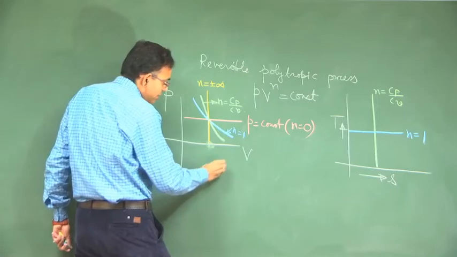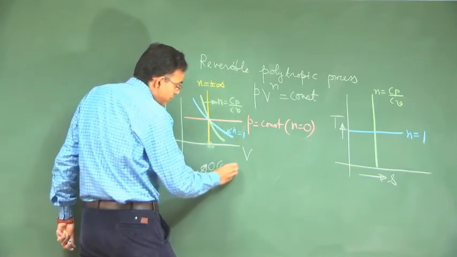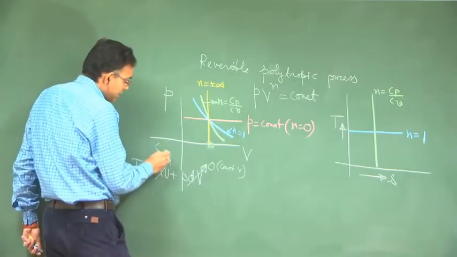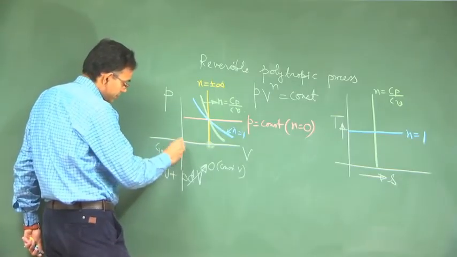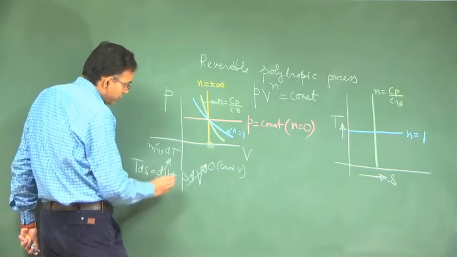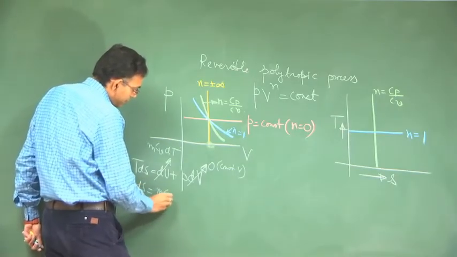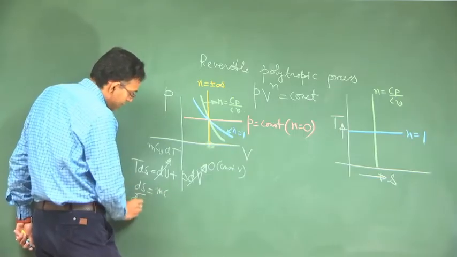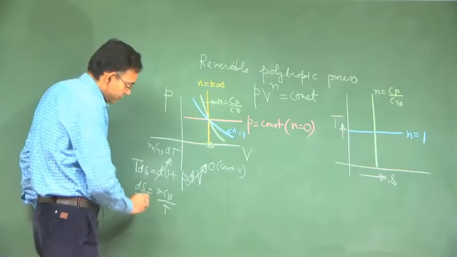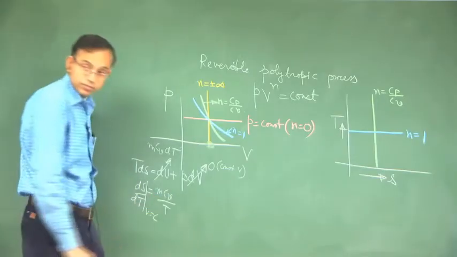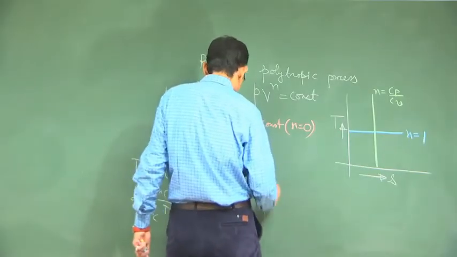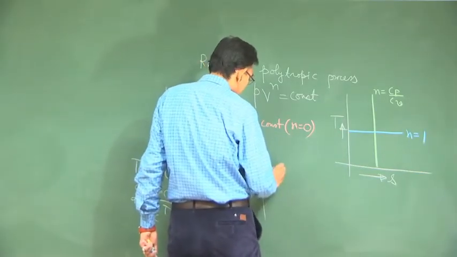So, for constant volume this is 0, and for ideal gas this is Cv dT, mCv dT. So, ds dT is equal to mCv by T for constant volume, right. Similarly, for constant pressure we will use the other TdS relationship.